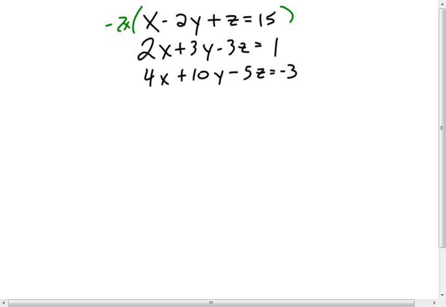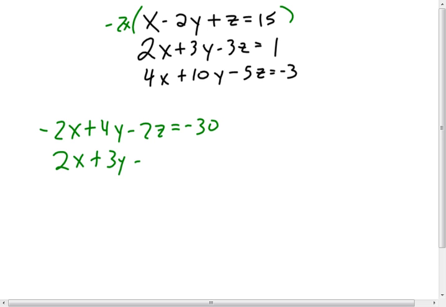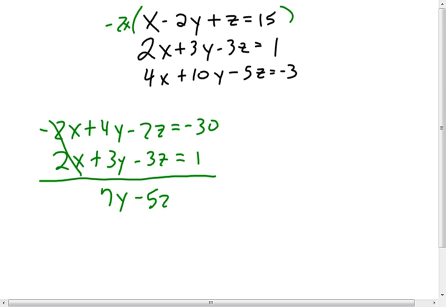So let's multiply by 2 on that top equation. So it's minus 2x plus 4y minus 2z is equal to minus 30. And then we'll just simply rewrite the second equation. 2x plus 3y minus 3z is equal to 1. Adding these two together, we eliminate our x's because that adds to 0. 4 plus 3 is 7. 7y minus 5z is equal to -29.